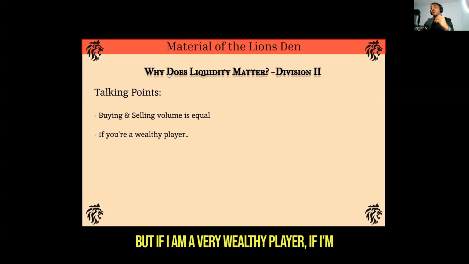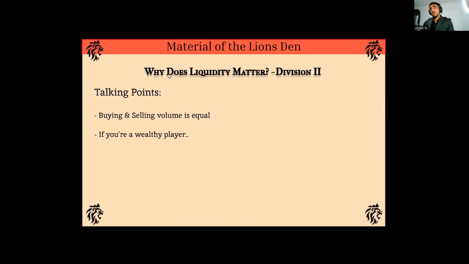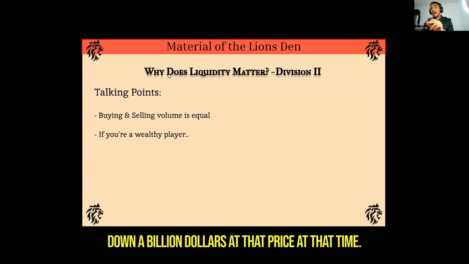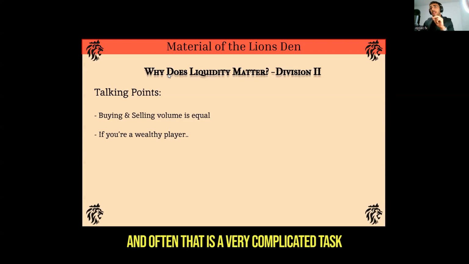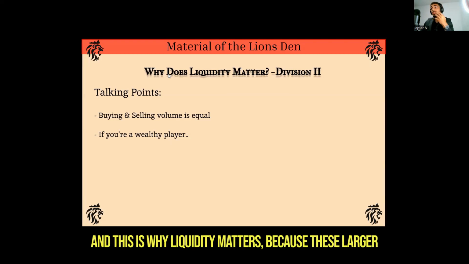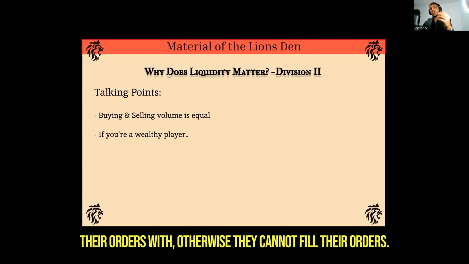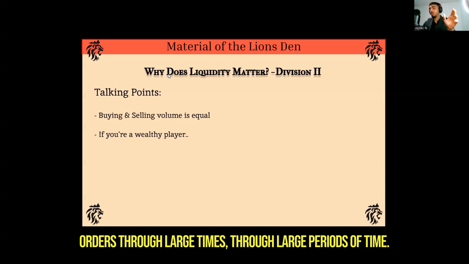But if I am a very wealthy player, if I'm a billionaire and I want to put down $1 billion, I need to find someone else who's willing to put down $1 billion at that price, at that time. And often that is a very complicated task to do with such amounts of money. And this is why liquidity matters, because these larger players need to find people who they can pair their orders with. Otherwise, they cannot fill their orders, and this is why they need to accumulate the orders through large periods of time.